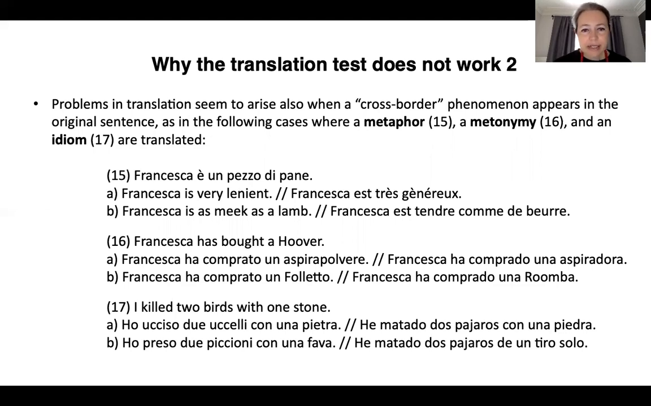Or in number 16, where there's metonymy Hoover, we can translate it into aspirapolvere in Italian, or folletto, which was the kind of brand for the Hoover, while in Spanish the romba, say, for the classical aspiradora. And in sentence number 17, I kill two birds with one stone, the idiom can be translated into Italian with ho ucciso due uccelli con una pietra, preserving a semantic equivalence, while ho preso due piccioni con una fava, preserving the pragmatic equivalence.